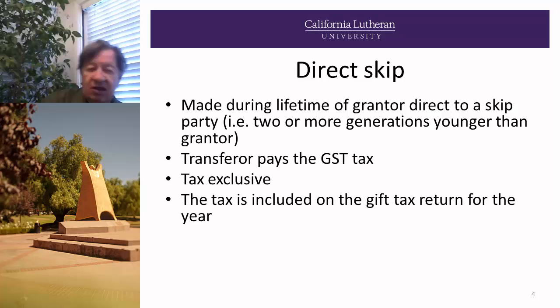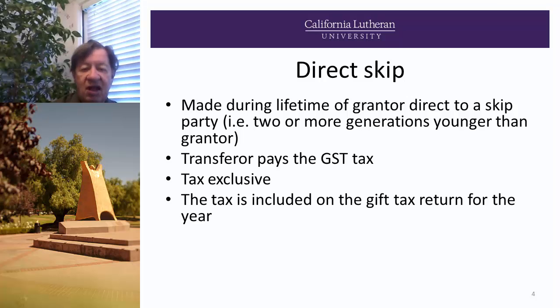Let's talk about the direct skip, which is the first one that's going to be subject to generation skipping tax. It's made during the lifetime of the grantor, directly to a skip party, that's 2 or more generations younger than the grantor, and the transferor pays the generation skipping tax. It is tax exclusive, which means we only have tax on the value of the gift, not on the gift and the tax, and the tax is included in the gift tax return for the year.